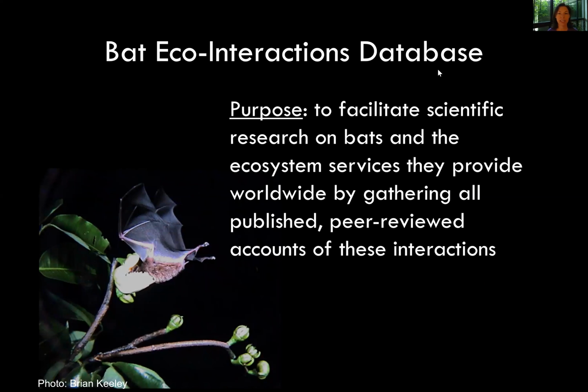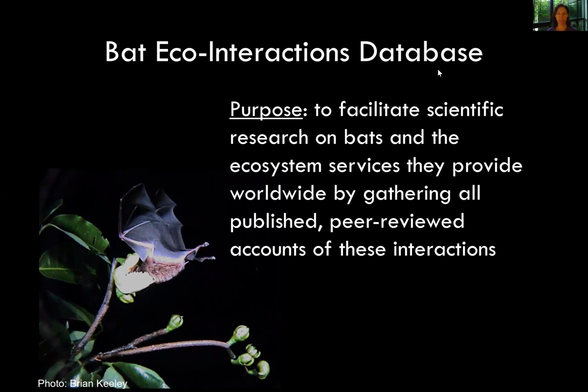What is now the Bat Eco Interactions database, available at www.batbase.org. And this is really to facilitate scientific research on bats and the ecosystem services they provide worldwide by gathering all the published peer-reviewed accounts of these interactions.